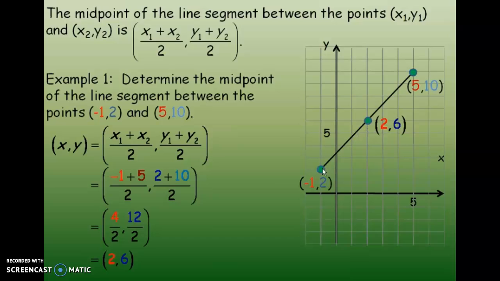The distance from 2, 6 down to here is the same as from 2, 6 up to the 5, 10 point. Or this distance right here, or this distance right here, is half of the total length. It is the exact middle of the line segment.